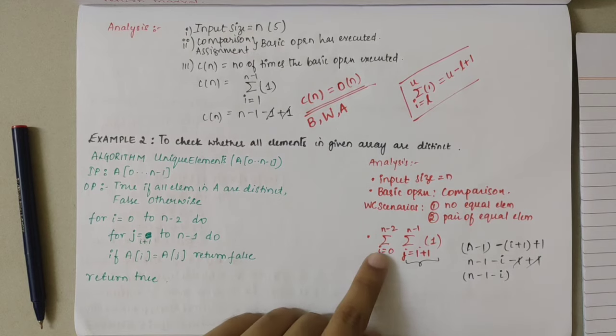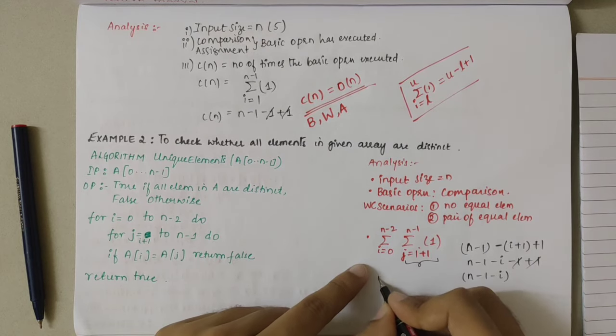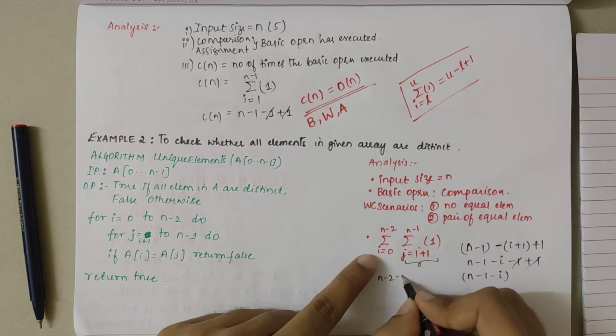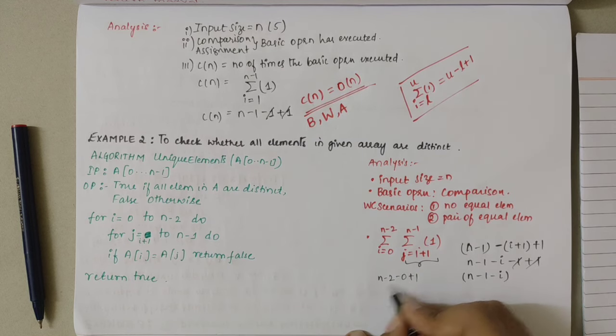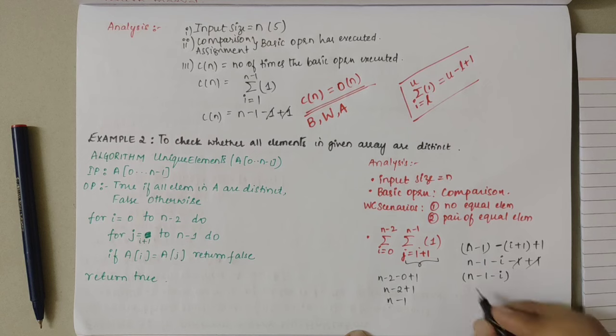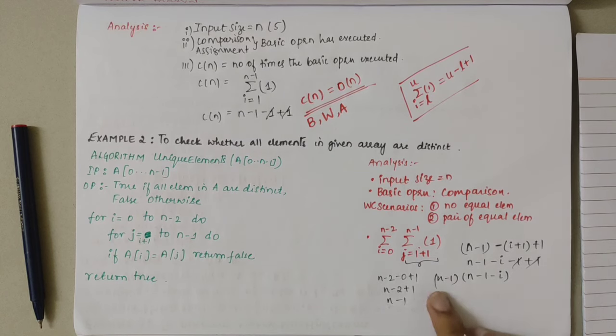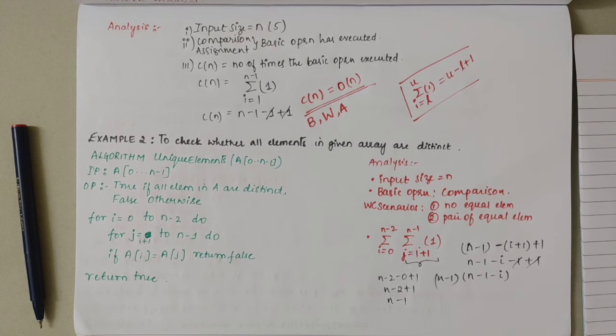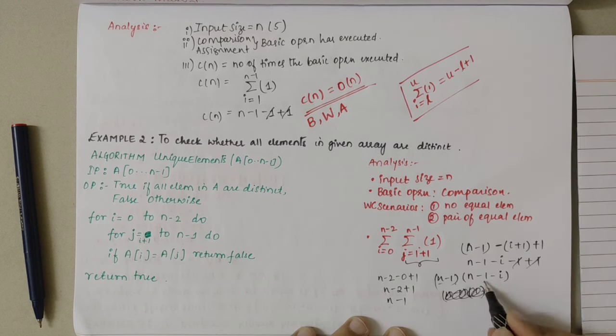Now let me solve this part here. That is n minus 2, upper limit minus lower limit minus 0 plus 1. So here I get n minus 2 plus 1, n minus 1. So n minus 1 is outside, and n minus 1 minus i is inside. Solving this further, I have n minus 1 times n minus 1 minus i.